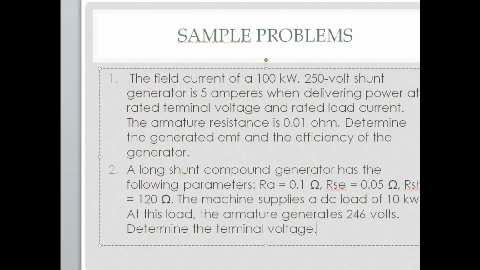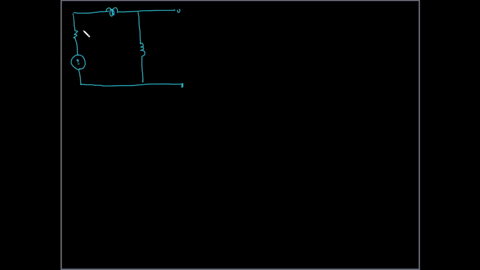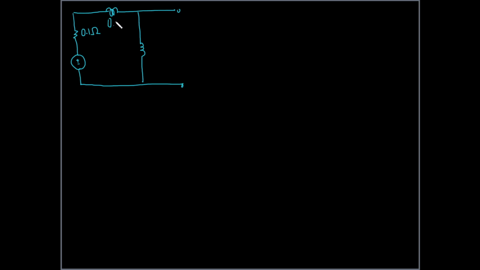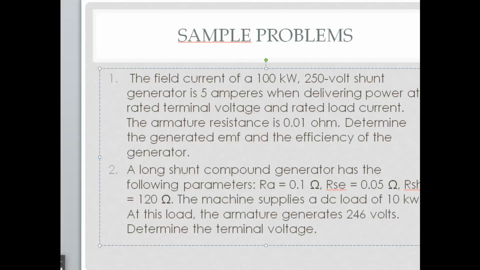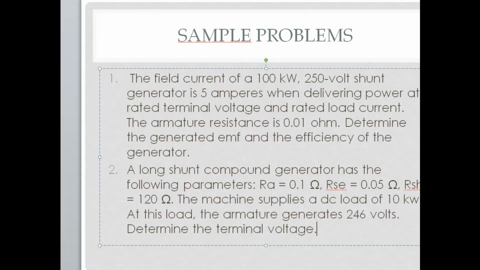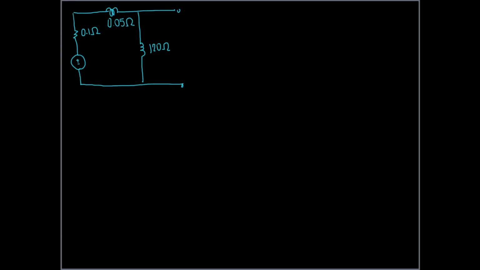Let's write the values. Our RA is 0.1, our RSE is 0.05, and our RSH is 120 ohms. We are supplying a load of 10 kilowatts, so of course the load is tapped across the terminals at the output. So this is your load. It's rated 10 kilowatts, so 10,000 watts.